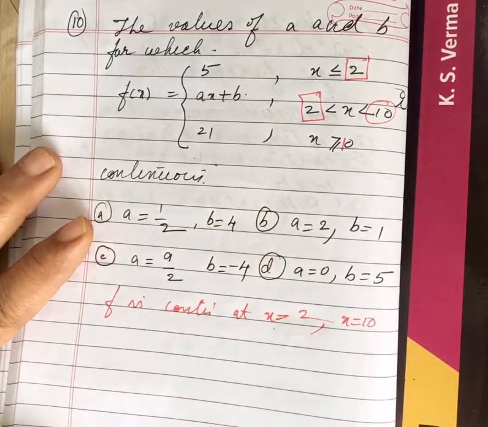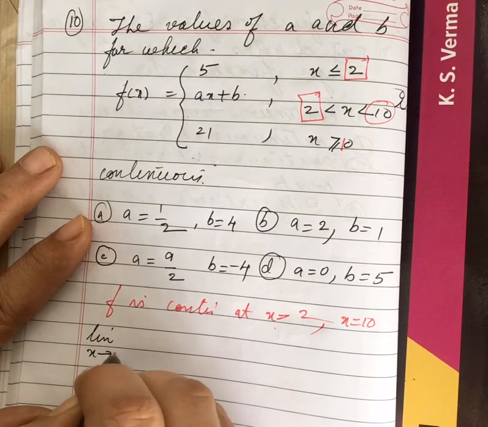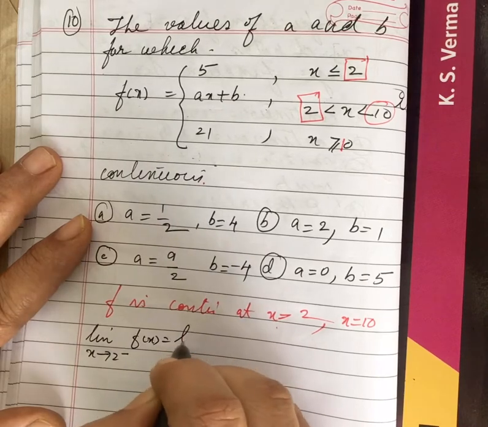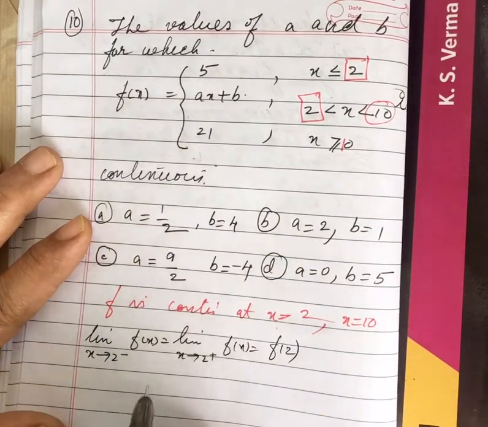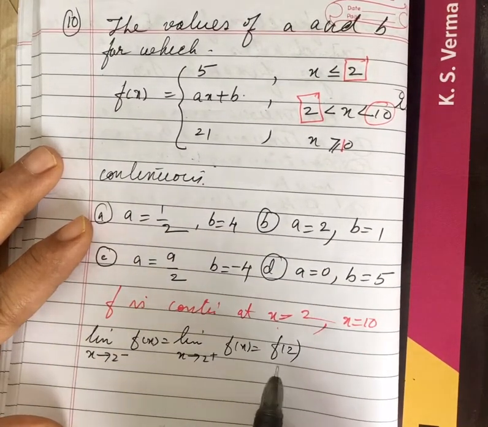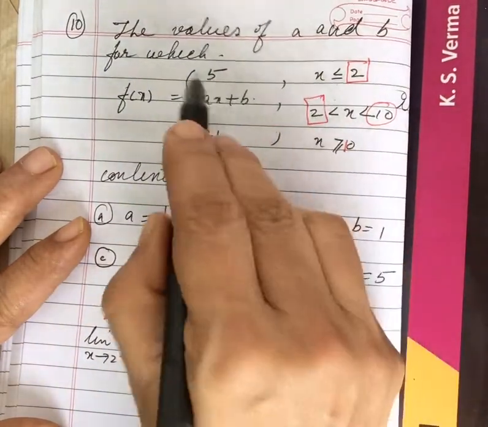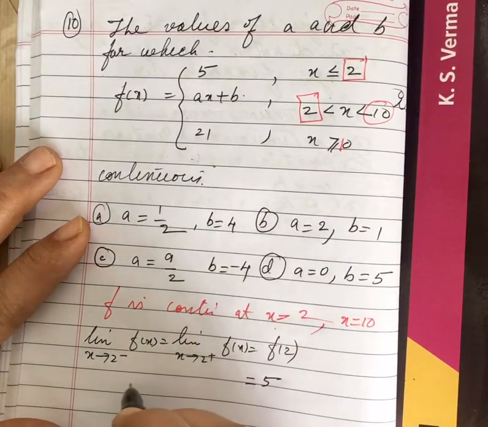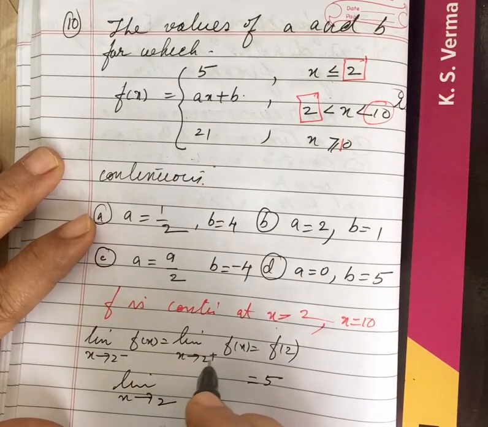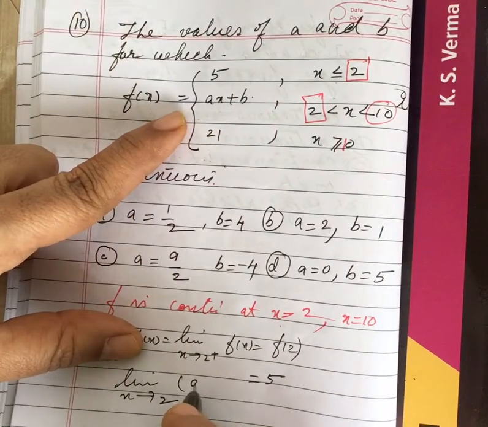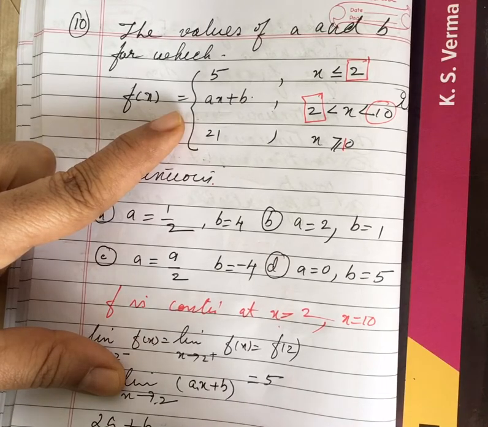So when you consider the continuity at x equal to 2, what you can write? Limit x tends to 2 minus f of x equal to limit x tends to 2 plus f of x equal to f of 2. So from this only one equation has to be taken out. f of 2 is very easy to write, so you write that. X less than 2 means the same 5 will come, so you will consider this, that is limit x tends to 2 of f of x. X tends to 2 plus means x is greater than 2, so the function is ax plus b. Putting x equal to 2 you will get here 2a plus b equal to 5.